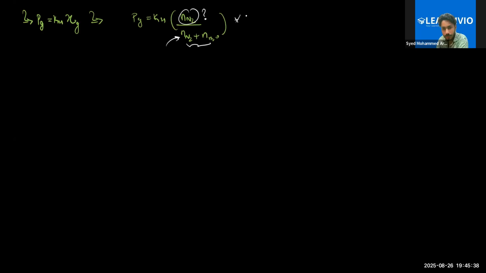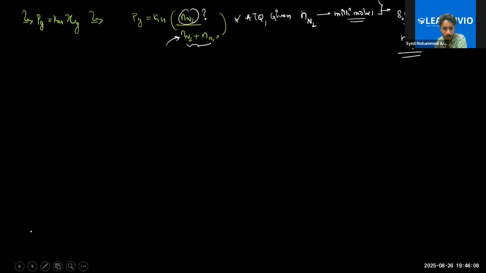So in the question, what is given? According to the question, the number of moles of N2 is given in terms of millimoles. This tells me that it's a very small number compared to my number of moles of water. So I can easily ignore this one. I just put this as 0.